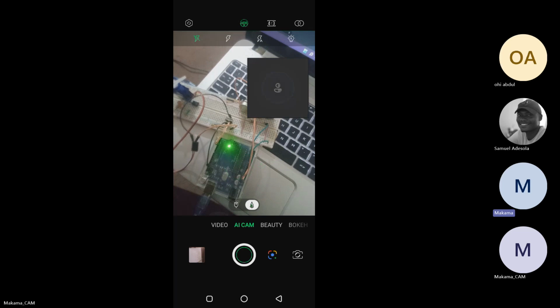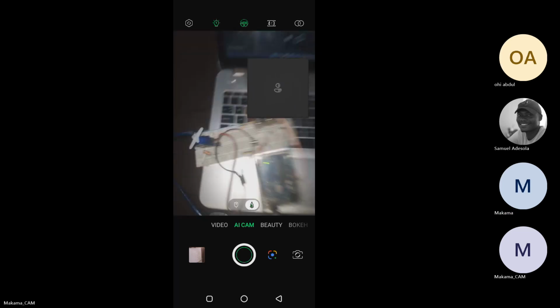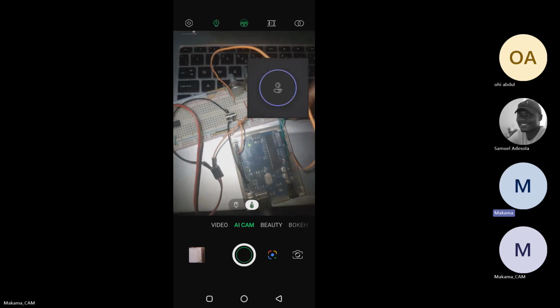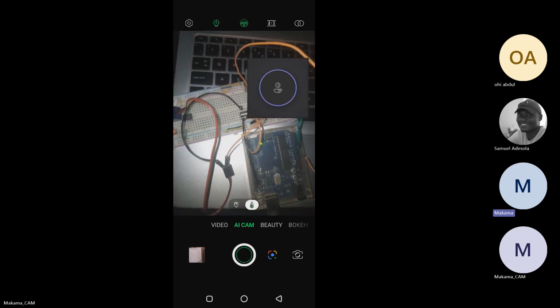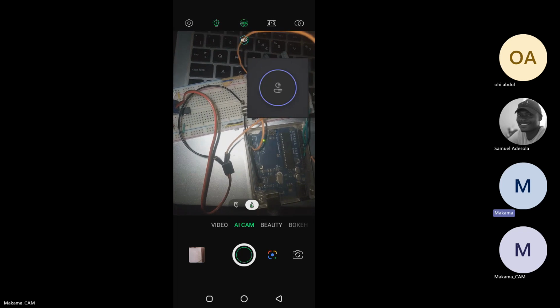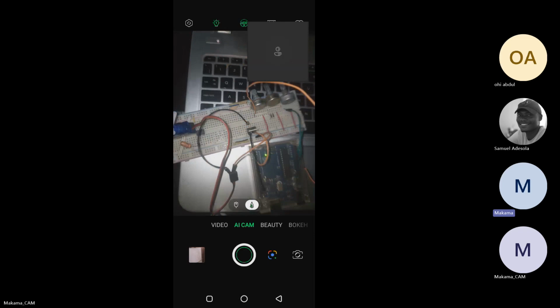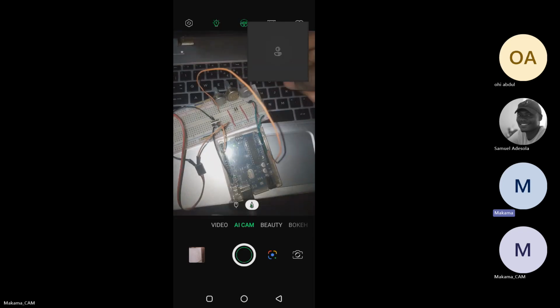I don't know which one is better. Let me just use it. So this is the connection, and you have already seen the circuit. Okay, this one is breaking. You have already seen the circuit. That is the purpose of the circuit.